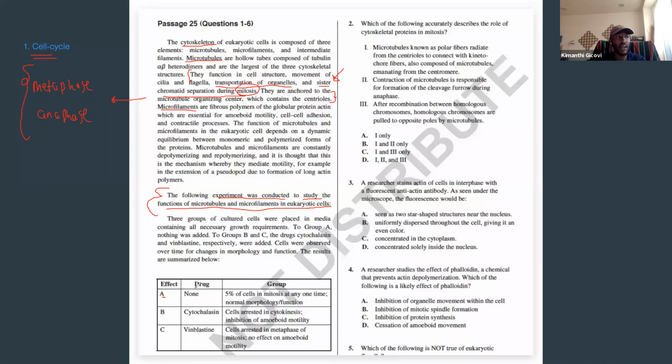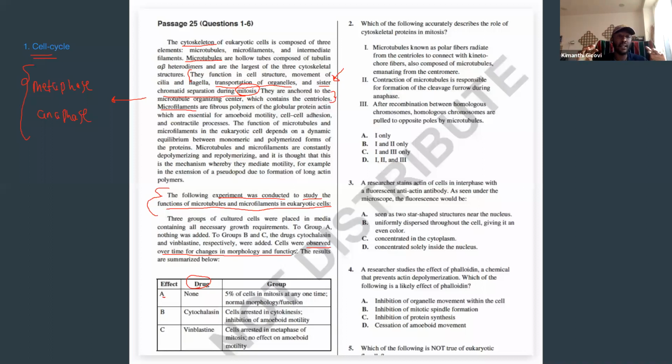So they are giving a drug, right? And what are they seeing? They're trying to see the observed over time, the changes in morphology and function of the cells, right? So let me bring this all back together. First paragraph, they told us microfilaments play a role in the cell cycle. Second paragraph, they told us they're gonna study how microfilaments play a role in the cell cycle.